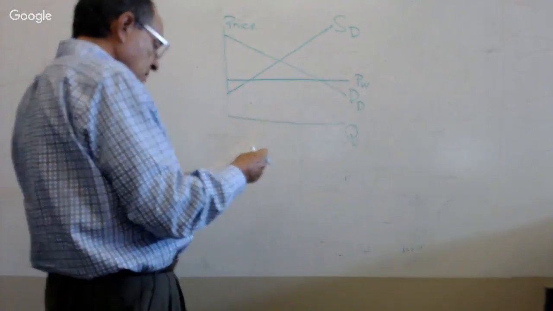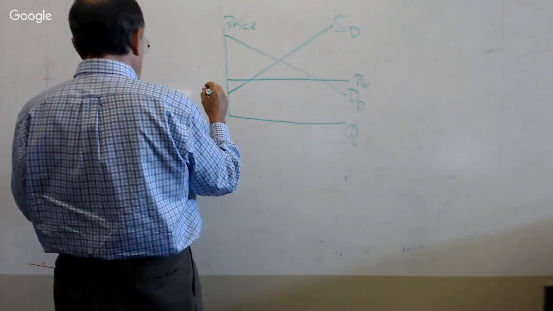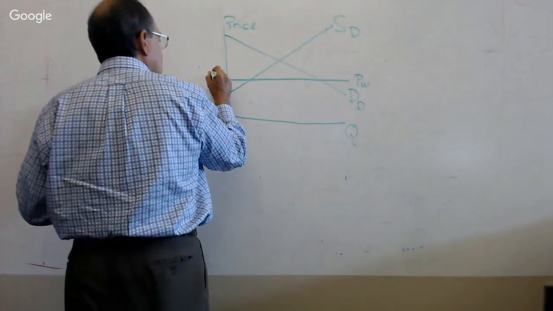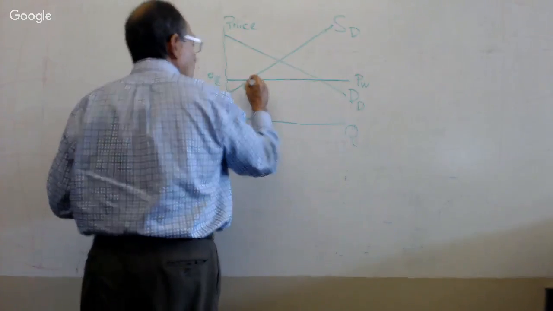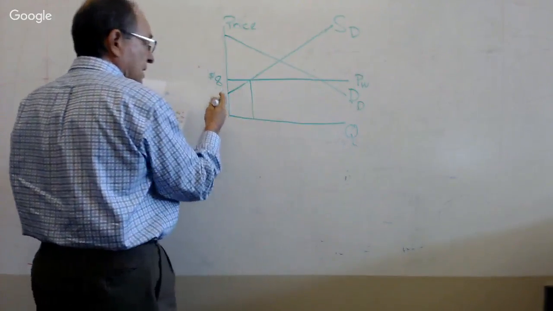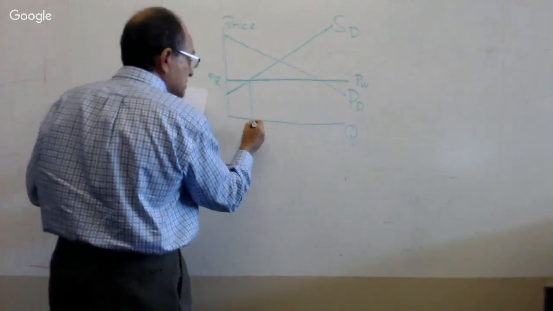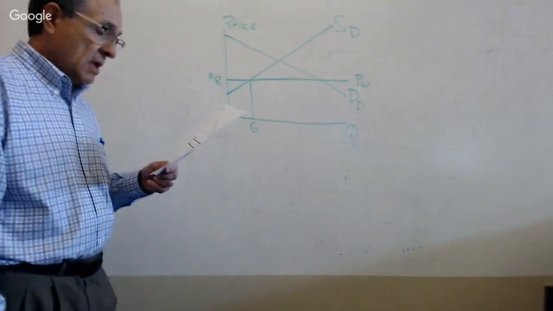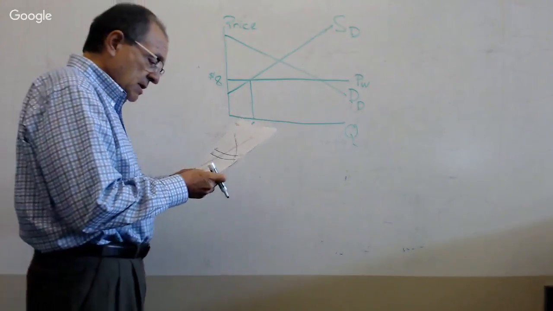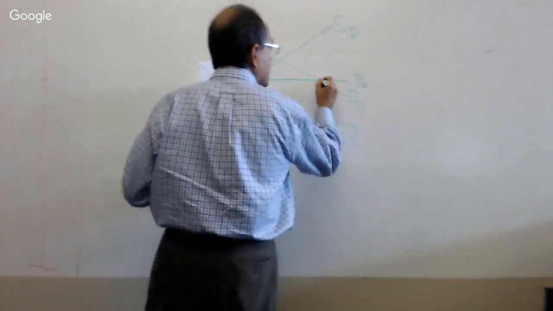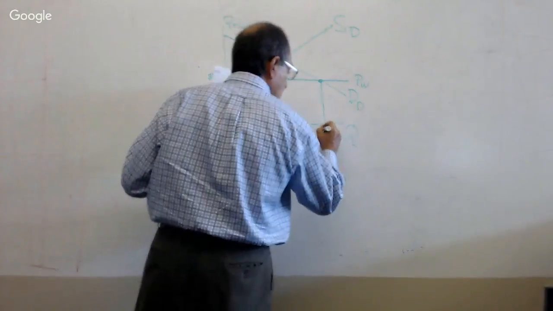And now I'm going to start out with some numbers here. This is going to be $8. The quantity supplied at $8 by domestic producers is 6 units. And the quantity demanded by domestic consumers is 24.